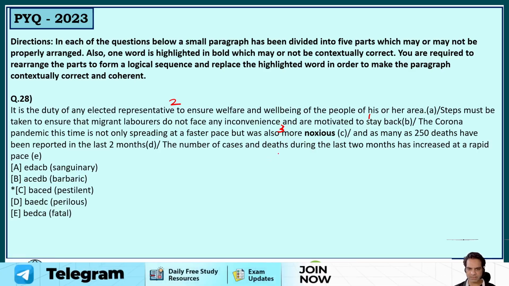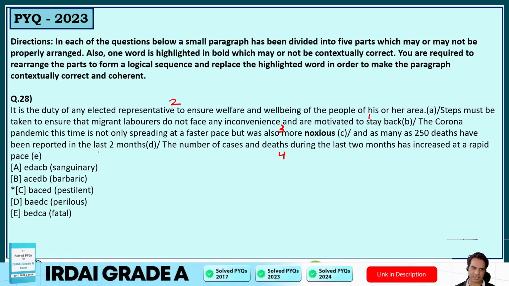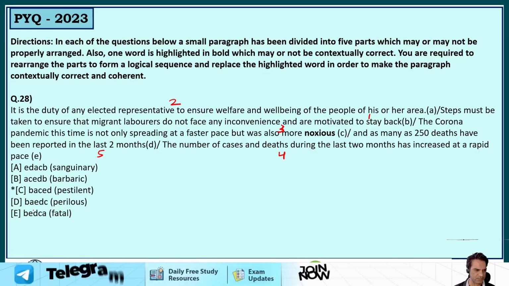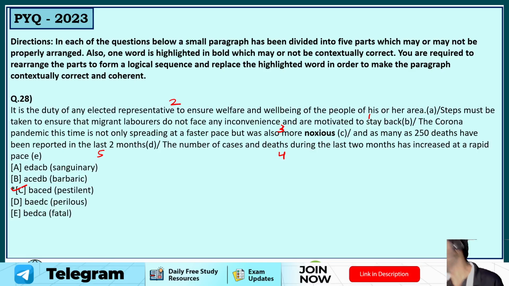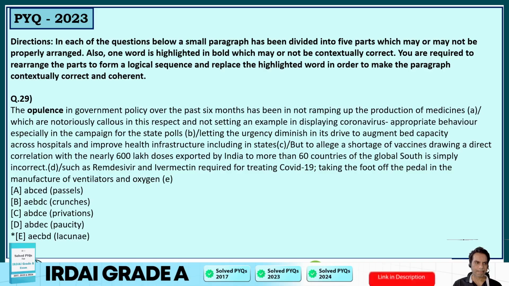The number of cases and deaths during the last 2 months has increased at a rapid pace, and as many as 250 deaths have been reported in the last 2 months. Yes, so it should be B, A, C, and then E, D. BACED. BAC only. And pestilent, more noxious, the right word is pestilent. That means problematic. Next, guys, the opulence in the government policy.